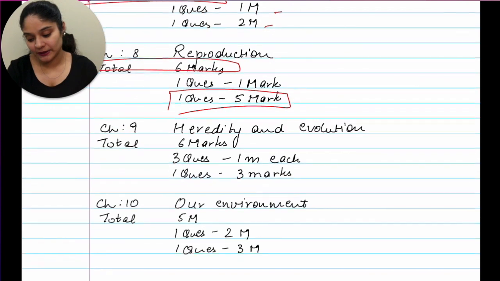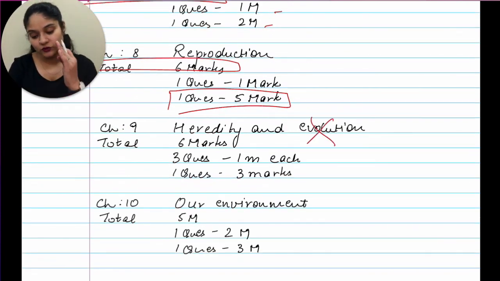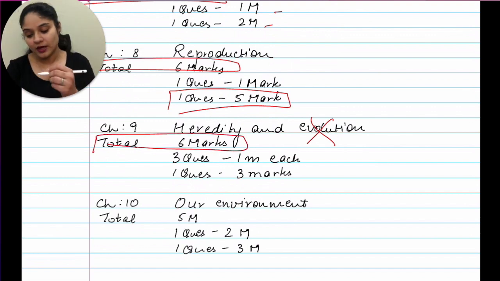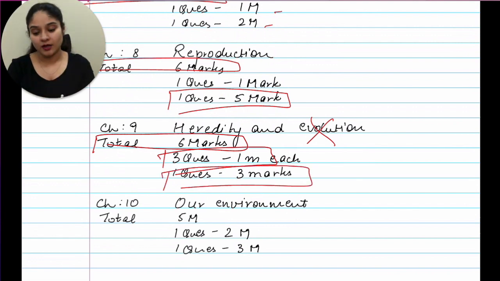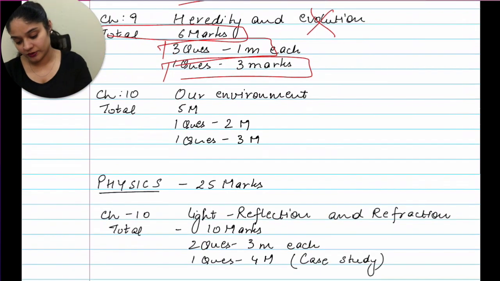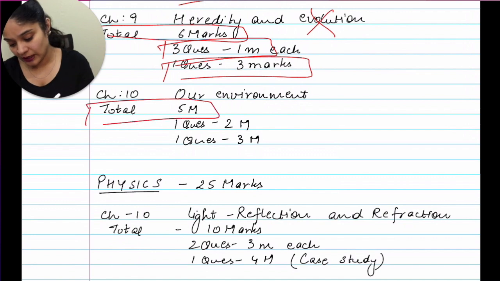Now chapter 9 is heredity and evolution. Evolution is not in the syllabus. So just from the heredity part, you are getting a total of 6 marks. 3 questions of 1 mark each, 1 question of 3 marks. Moving on to chapter number 10, that is our environment, which is coming for 5 marks.